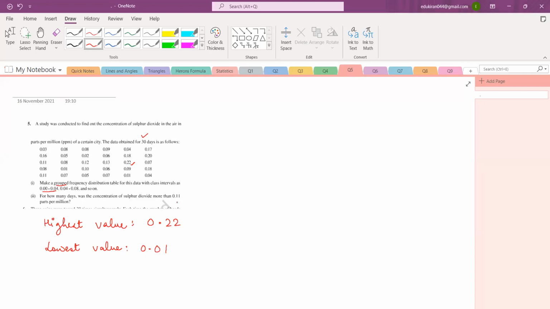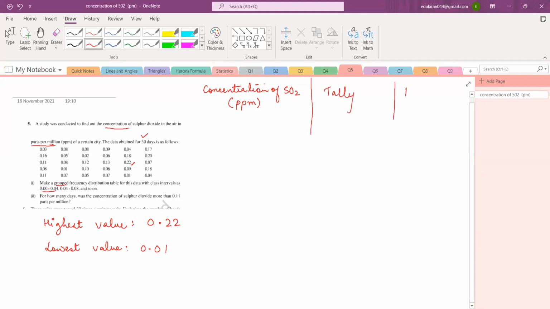So basically, now we will make intervals. So what is given to you? Concentration is given, in parts per million. This is the unit which is given to you. So you will write concentration of SO2. Concentration of SO2 and unit is ppm, parts per million. Then second is your tally. And then last, your frequency.